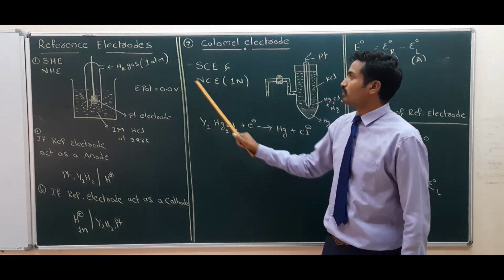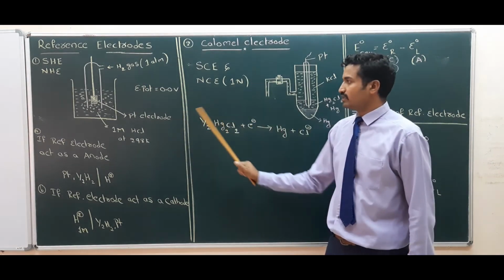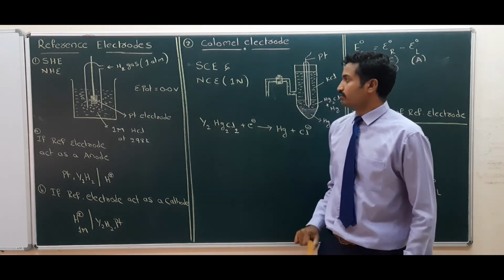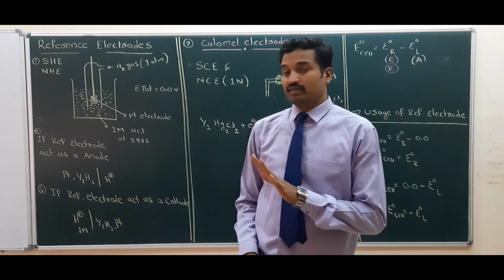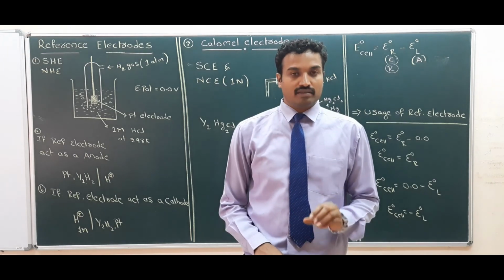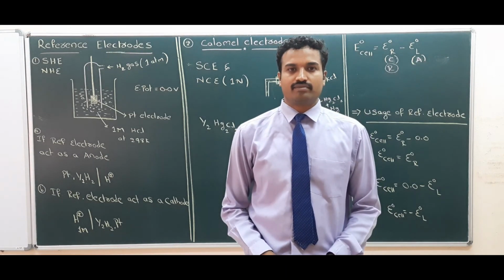Now we have discussed reference electrodes: the standard hydrogen electrode and the calomel electrode. These are the reference electrodes. This is about electrochemical cells, a very important topic. Revise it today. Tomorrow we are going to discuss the Nernst equation. Thank you very much.